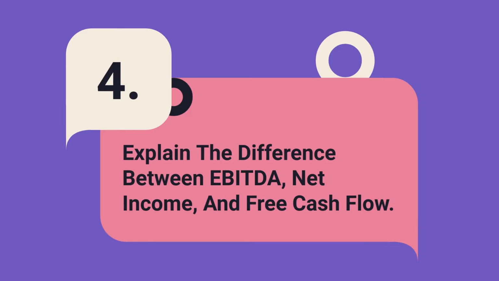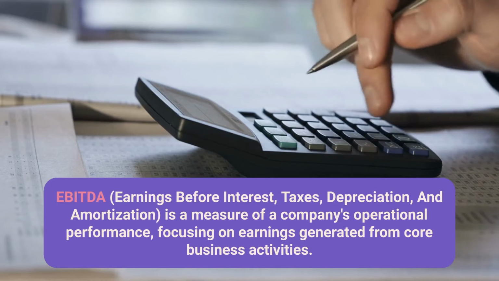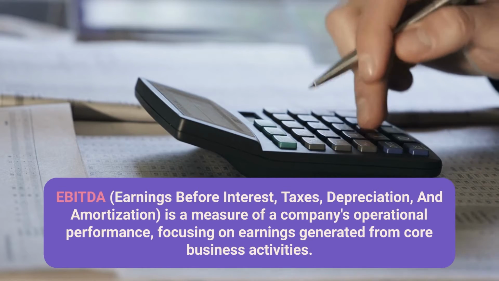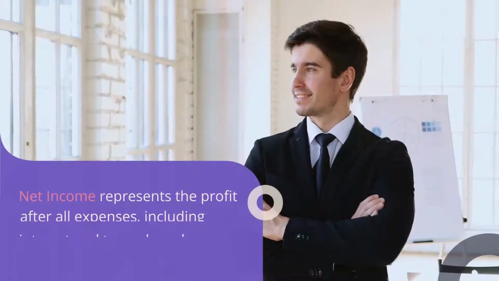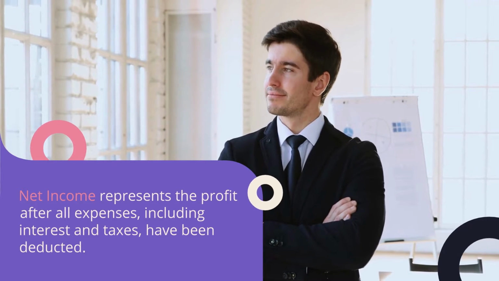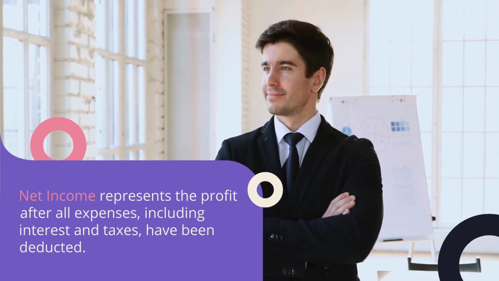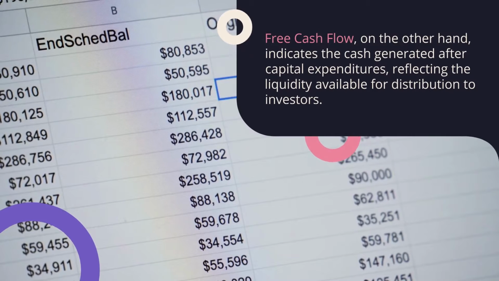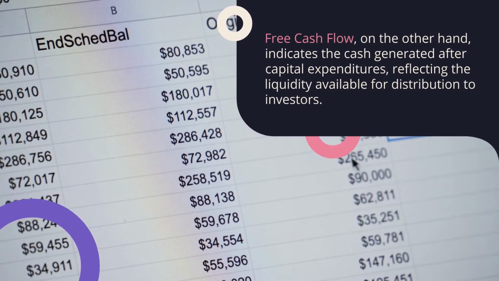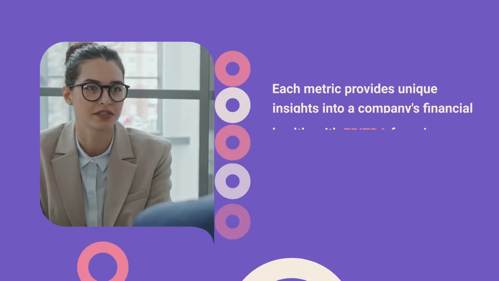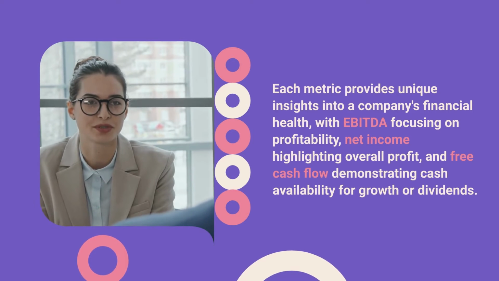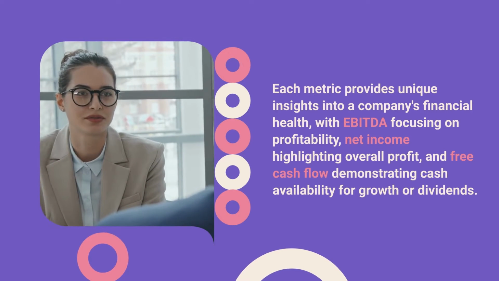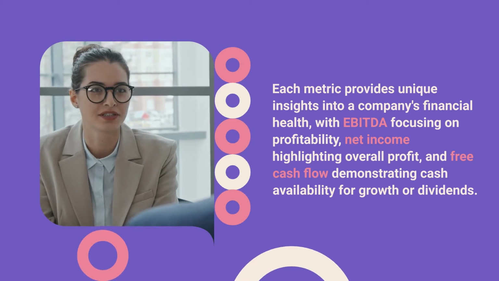4. Explain the difference between EBITDA, net income, and free cash flow. EBITDA, earnings before interest, taxes, depreciation, and amortization, is a measure of a company's operational performance, focusing on earnings generated from core business activities. Net income represents the profit after all expenses, including interest and taxes, have been deducted. Free cash flow, on the other hand, indicates the cash generated after capital expenditures, reflecting the liquidity available for distribution to investors. Each metric provides unique insights into a company's financial health, with EBITDA focusing on profitability, net income highlighting overall profit, and free cash flow demonstrating cash availability for growth or dividends.